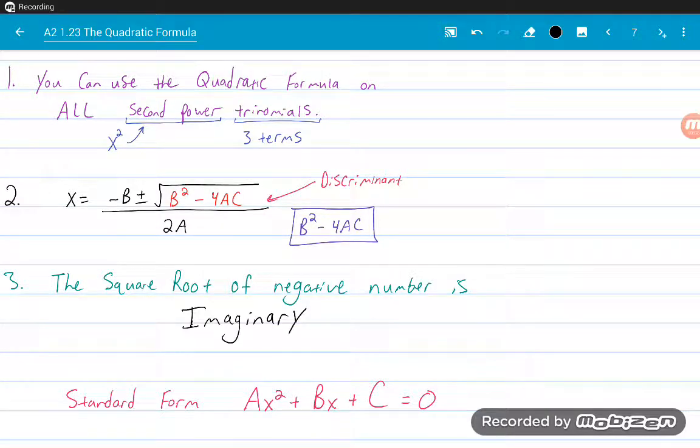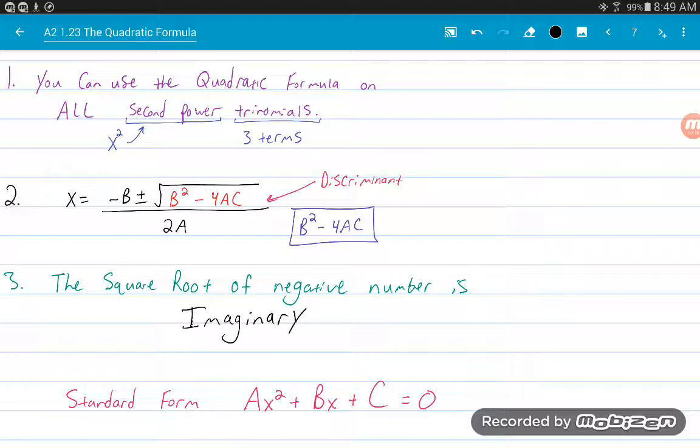Okay, so this is a copy of the notes that we took yesterday on lesson 23. I'll just go over a few of the points. Number one, the answer was that you can use the quadratic formula for all second power trinomials. So by second power, I mean x squared, and by trinomial, I mean 3 terms.